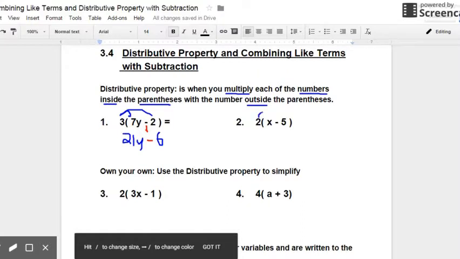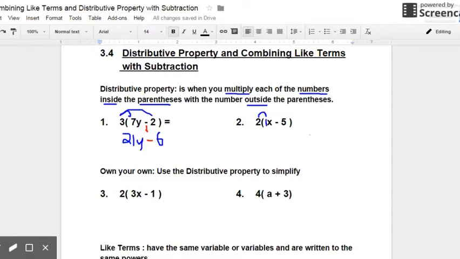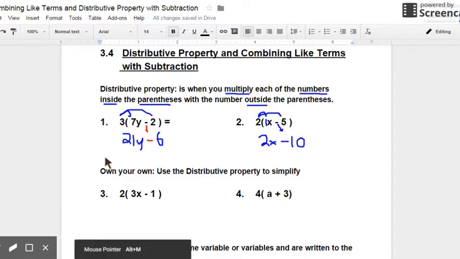Remember, we're going to multiply the 2 by both inside numbers. The number in front of the x, remember, is a 1 because there's nothing there, so we put a 1 there if you want to. Then we multiply the 2 times the 5. So 2 times 1 is 2x, and 2 times 5 is 10. We bring down the subtraction symbol from the middle. As you can see, it's very similar to addition, except that we bring down the sign that is in the middle. In this case, it's subtraction and subtraction.